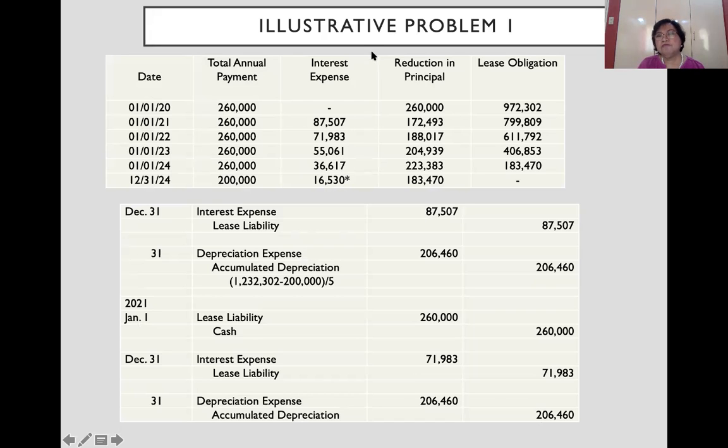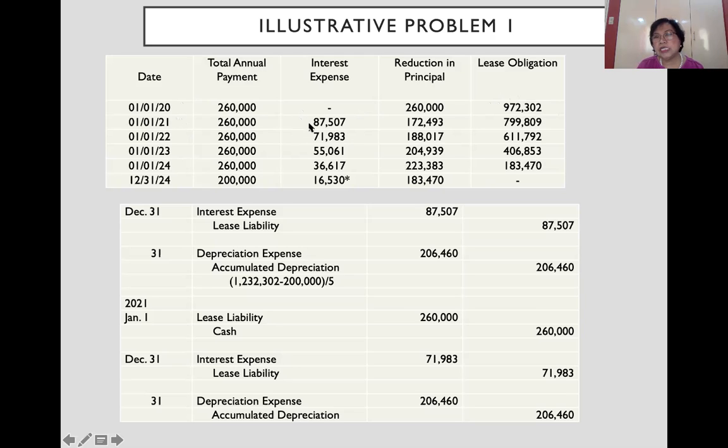Okay, therefore, we have to prepare our amortization table. So after the immediate payment of 260,000, our lease liability is now 972,302. Therefore, in your amortization table, come next year, 2021, again, the lessee will make a payment of 260,000 because there is 1 year time lapse from January 1, 2020 to January 1, 2021.